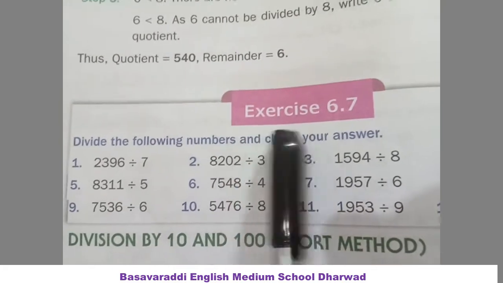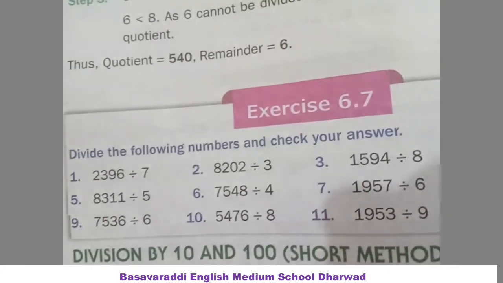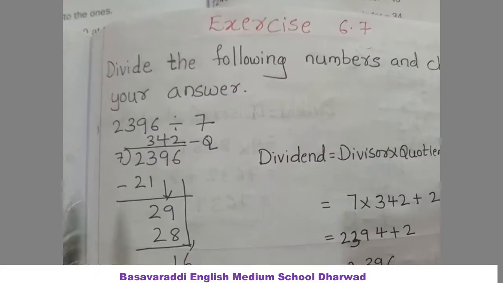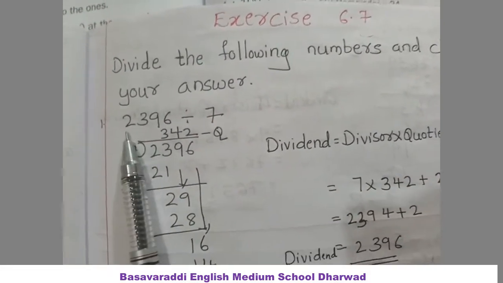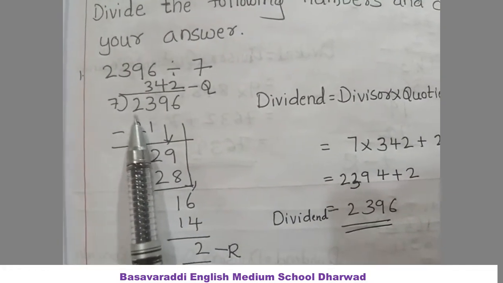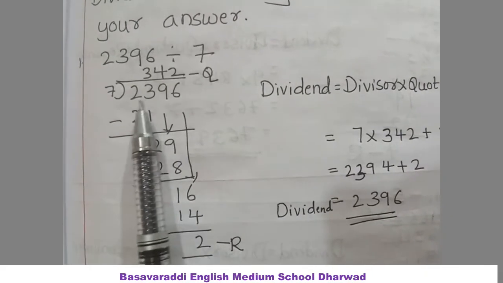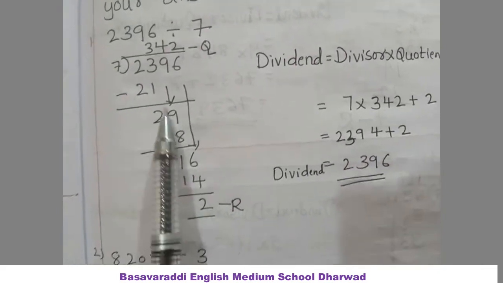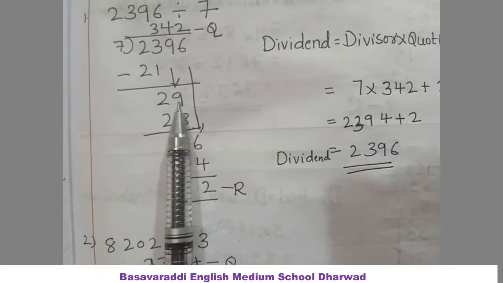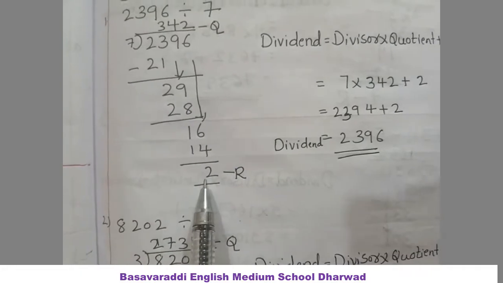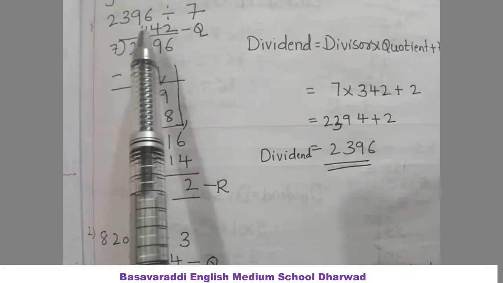Now exercise part 6.7. So we will solve in the notebook. The first one in the exercise is 2396 divided by 7. First we take the 1000s place. Here it is smaller, so we take the 100s place, 23, and 7 3s are 21. 3 minus 1 means 2. Again we bring down the tens place, 9. 7 4s are 28. Again we bring down 1, that is 6. So 7 2s are 14. 2 is the remainder. The quotient is 342.